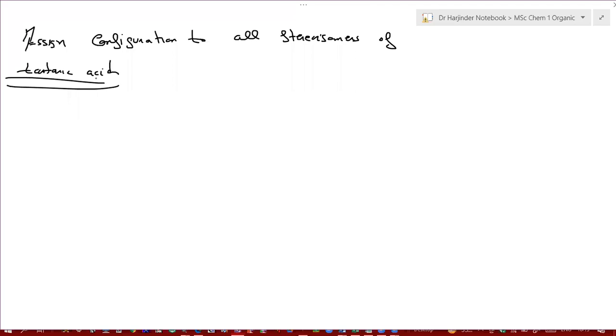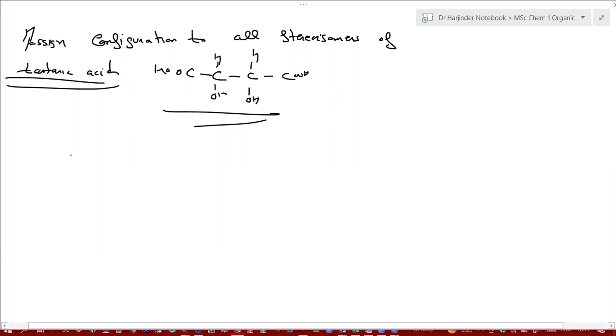COOH, COOH. Sir, 2 COOH groups and 2 OH groups. What is tartaric acid? It has 4 carbons. It has the carboxylic acid groups, and the OH groups are attached. This one is tartaric acid. So you have to assign configuration over all chiral carbons.